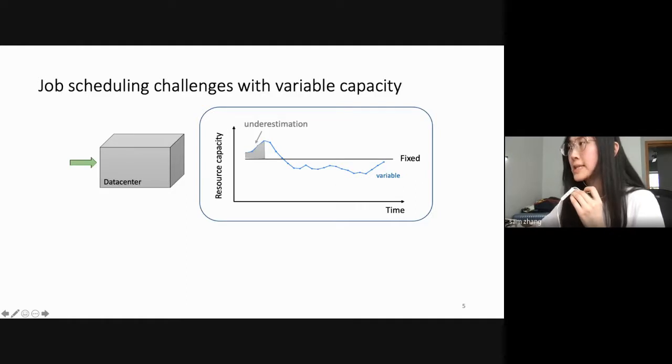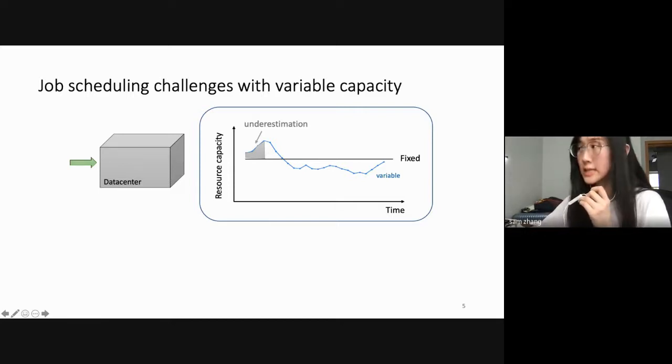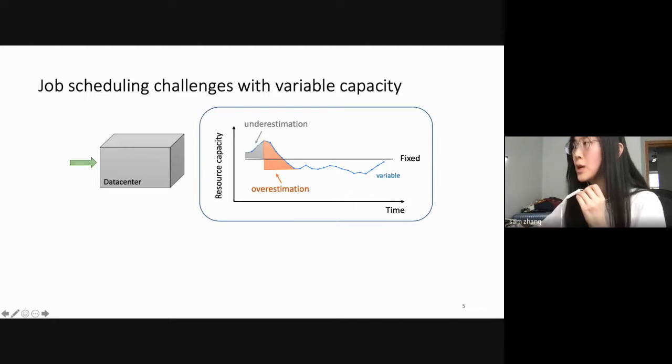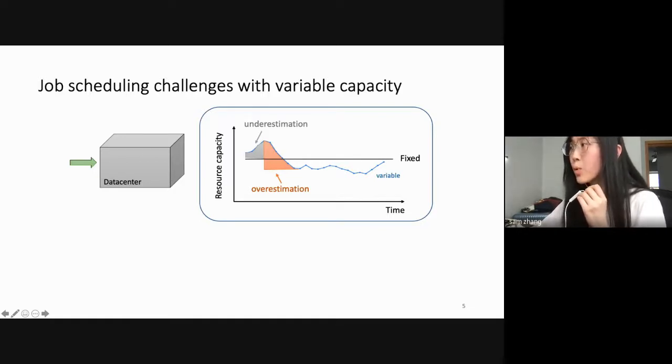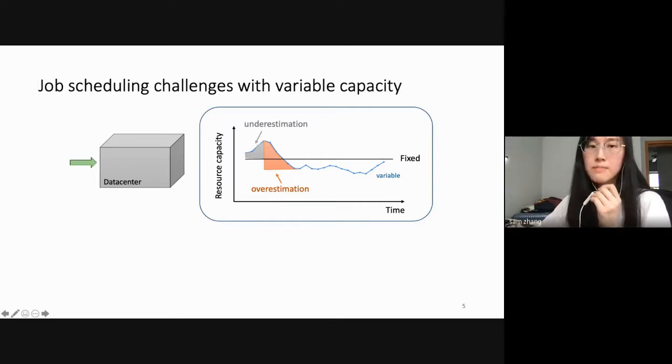all the increase in the resource capacity would incur an underestimation for the scheduler that assumes fixed capacity. And this would lose opportunities in scheduling new jobs and improving the system utilization. And all the decrease in the resource capacity would cause overestimation by the scheduler. And when the capacity doesn't support the currently scheduled jobs, that would incur significant job terminations or throttling.